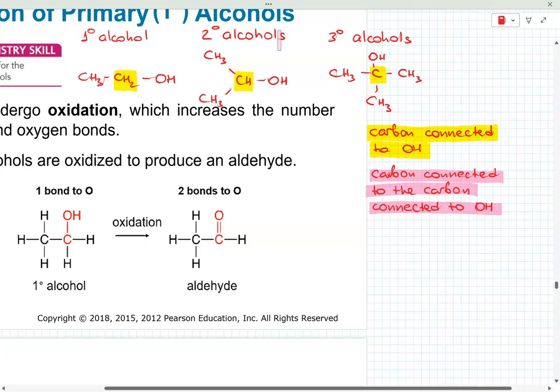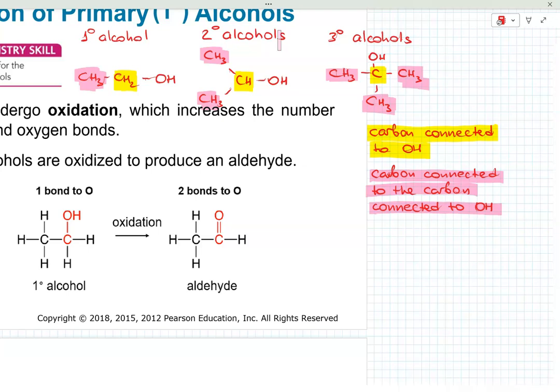Reasonable? So if you look at primary alcohol, this is the carbon connected to the carbon connected to the OH group. How many pink carbons are there in the primary alcohol? One. If you look at secondary alcohol, these two carbons are connected to a carbon connected to OH group. How many of these pink carbons are there? Two. Secondary alcohol. How many pink carbons? Three, tertiary alcohol. Make sense? Better? More confident?